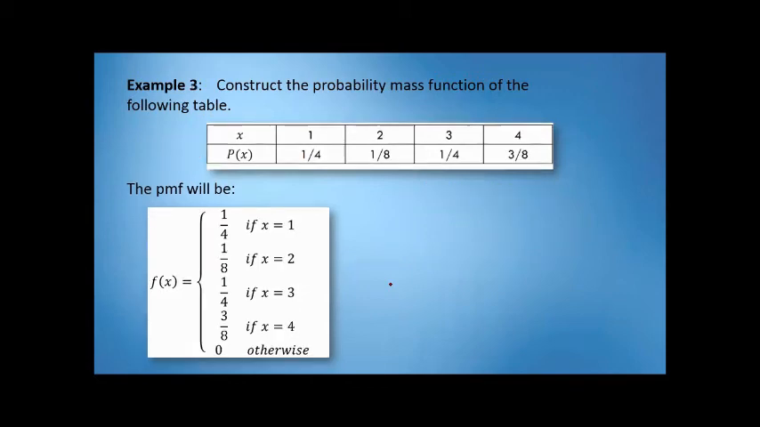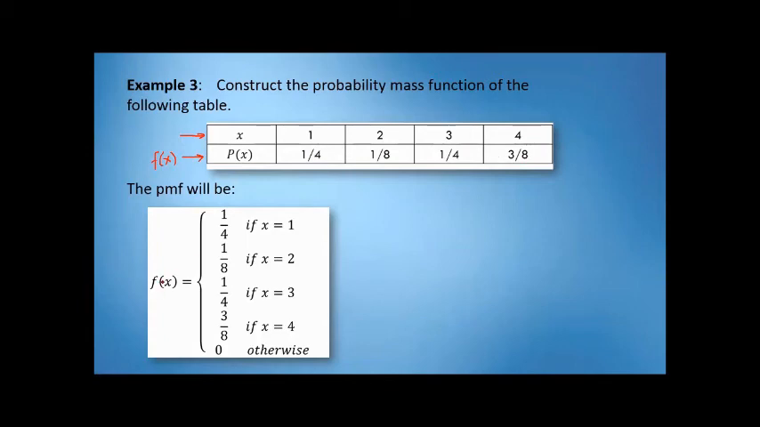Next we have the last example, construct the PMF of this table. So again, first row are the values 1, 2, 3, 4. Then second row are the probabilities. Then pwede natin siyang sabihin f of x kasi we're talking about probability mass function. Now, iba-iba yan. So, ang magkaparehas lang 1 and 3. Okay? So, 1/4 probability ng 1, 1/8 probability ng 2, 1/4 probability ng 3, then 3/8 probability ng 4.